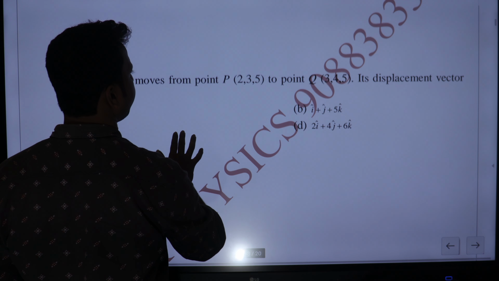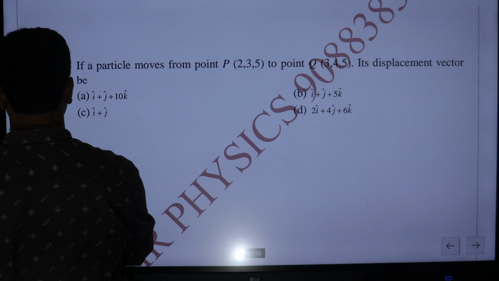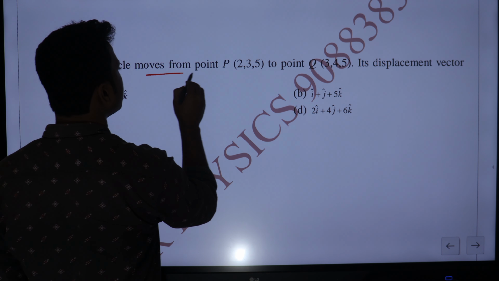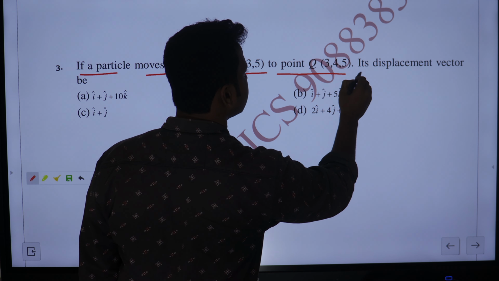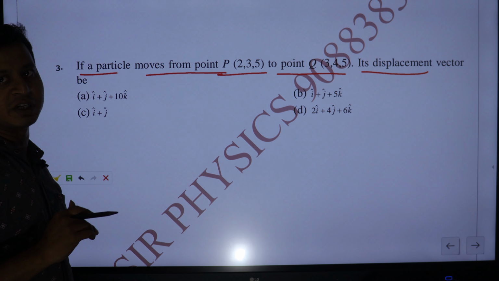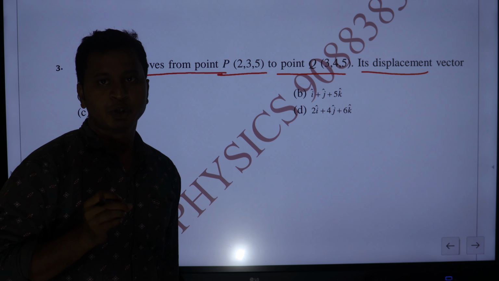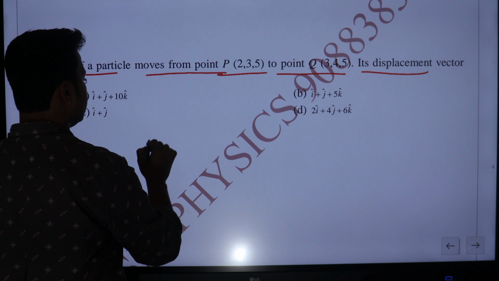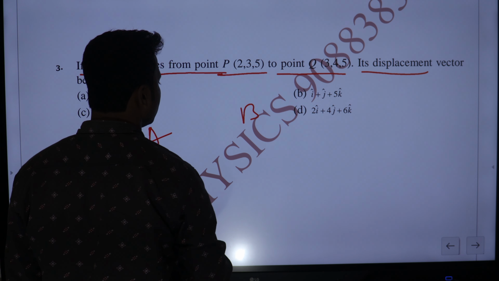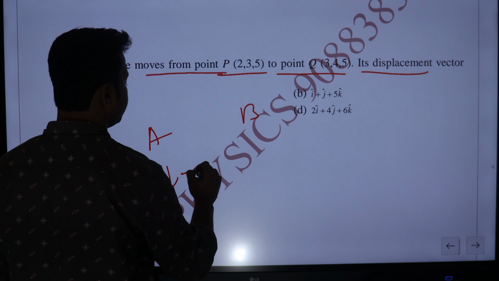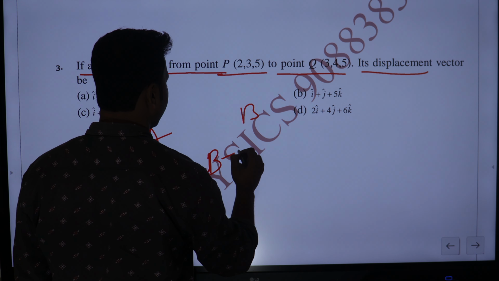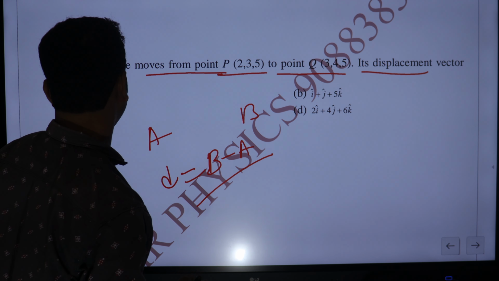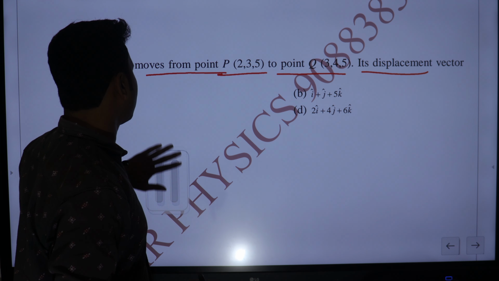Question number 3. If a particle moves from this position to this, what is the displacement? Displacement means the distance from the initial to the final position. Like this is point A, this is point B. Displacement means B point minus A point. Here we also have to use it in terms of vector quantity.